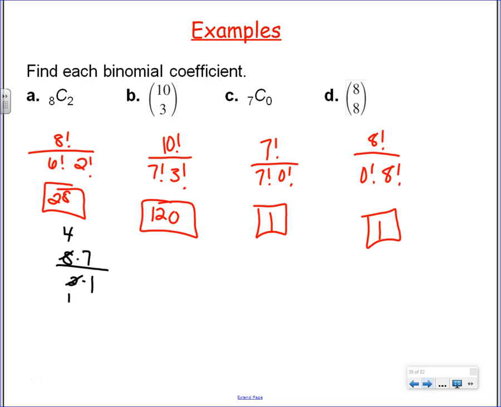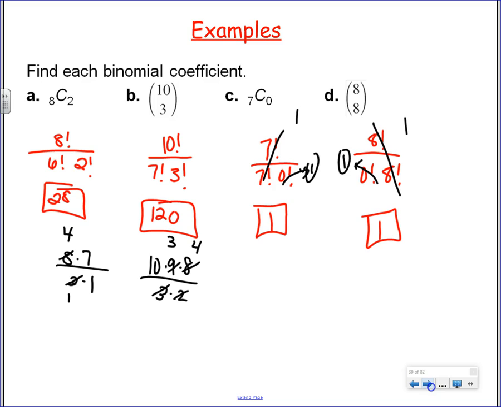The 6 canceled, the 7, 8 were left. The 7 factorial canceled, 10, 9, 8 were left, all over 3 and 2. The 2 and 8 became 1 and 4, the 3 and 9 became 1 and 3, 12 and 10 is 120. And then these were nice because 0 factorial just became 1. So then those reduced.